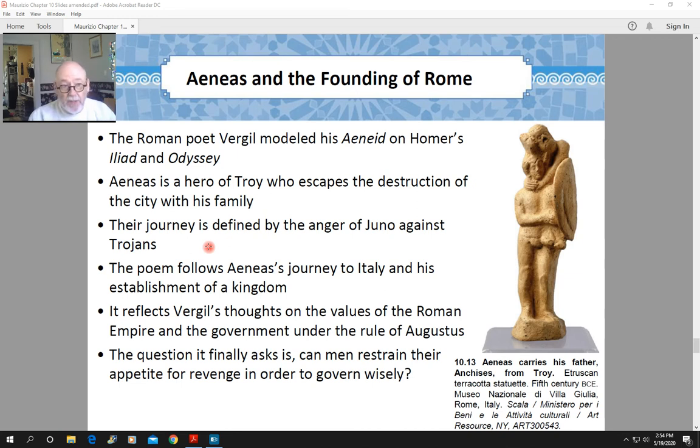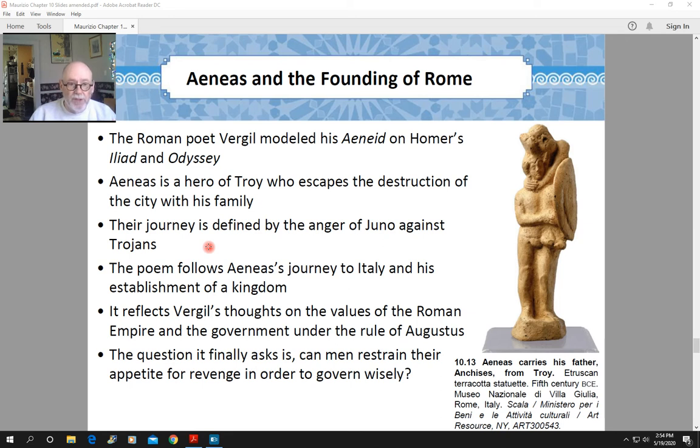So he escapes the destruction of the city with his family. Their journey is defined by the anger of Juno, the Roman goddess equivalent to Hera, again, and she really is quite vicious and vindictive. The poem follows Aeneas' journey to Italy and the establishment of a kingdom. Well, at the end of the poem, he's on the point of doing that.